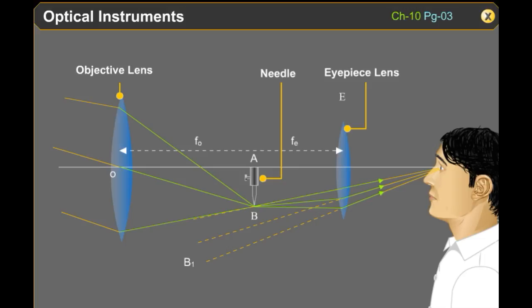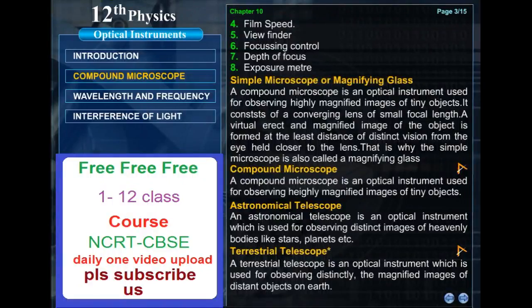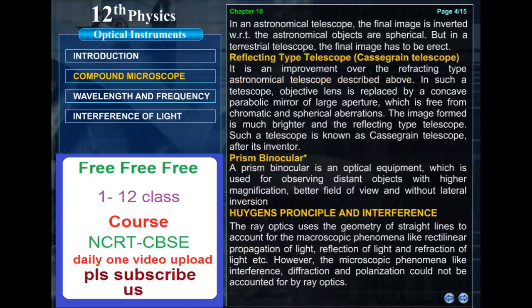The tube length is then adjusted so that the image formed by the objective is at the focus FE of the eyepiece. A virtual magnified image is then formed at infinity. A terrestrial telescope is an optical instrument which is used for observing distinctly the magnified images of distant objects on Earth. In an astronomical telescope, the final image is inverted with respect to the object, but in a terrestrial telescope, the final image has to be erect.